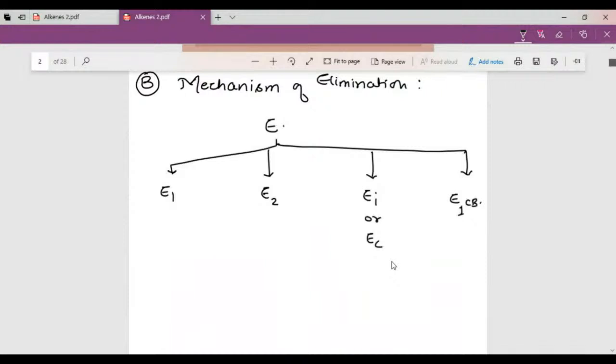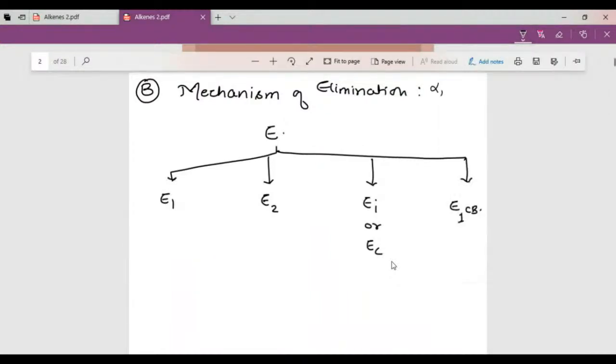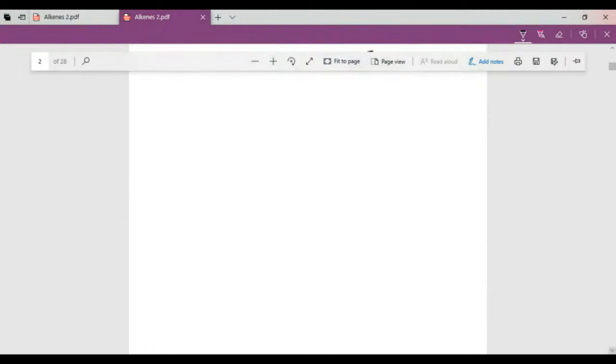Yesterday, we saw that alpha beta elimination reactions, or simply beta elimination reactions, are classified into following four categories: E1, E2, EI or EC, and even CB. Correct? So, E1 we did yesterday. Let's start with E2 today.